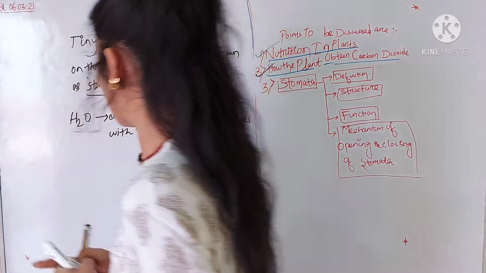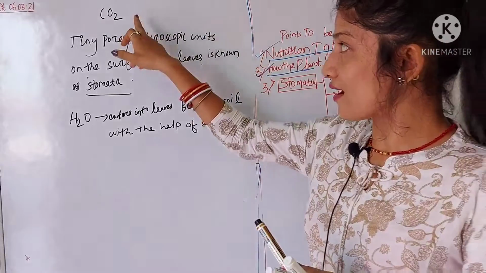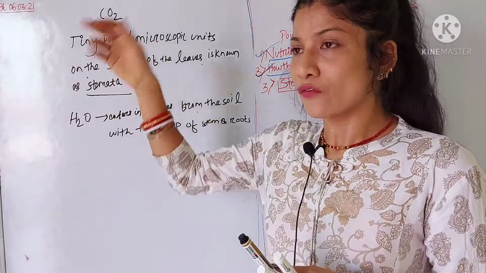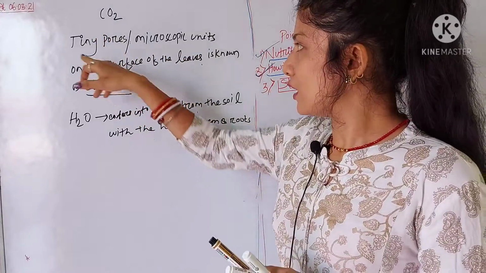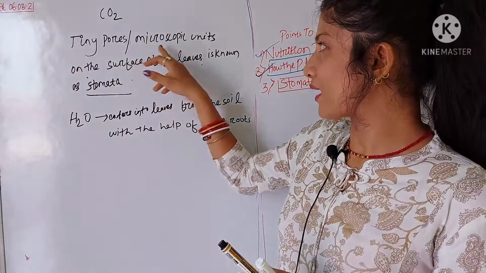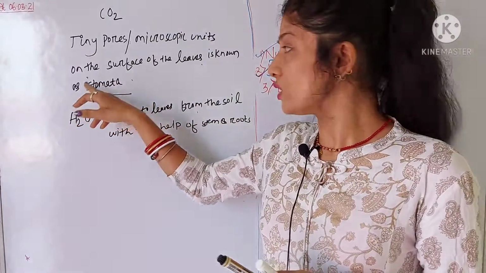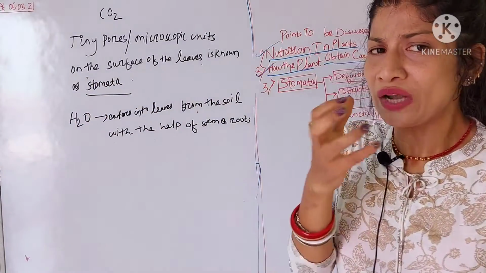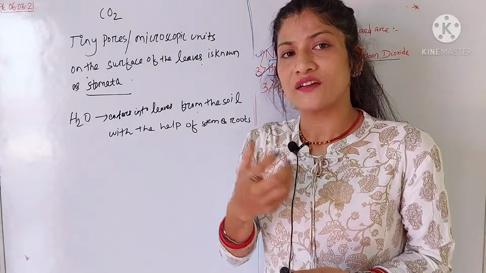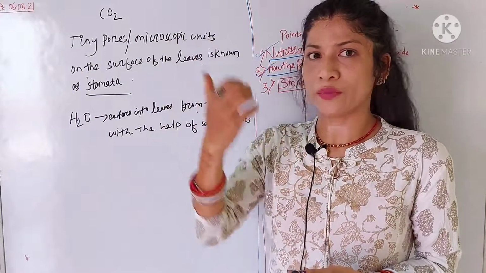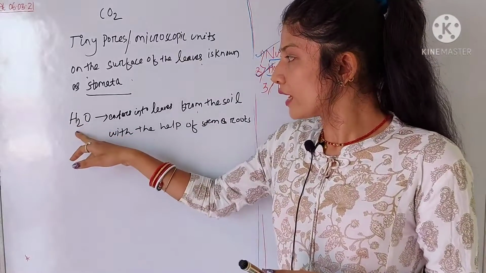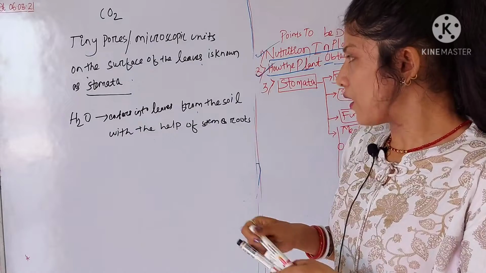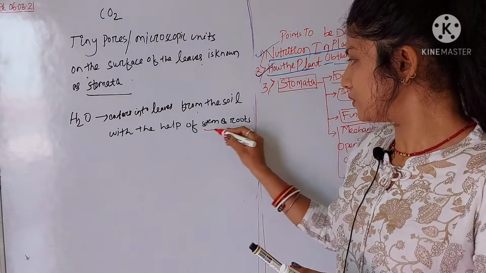Okay, so the two basic raw materials are carbon dioxide and water. First, carbon dioxide enters from the atmosphere to the leaves due to the presence of tiny pores, or the microscopic units, present on the surface of the leaves, known as stomata. Then water enters into the leaves from the soil with the help of what? With the help of stem and the root.